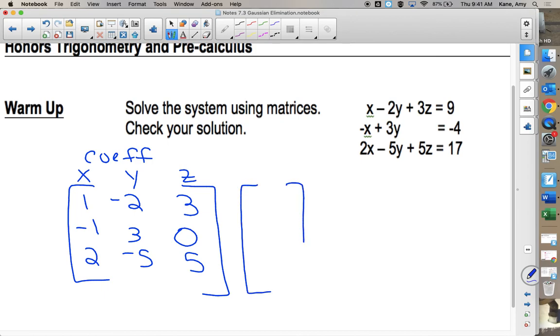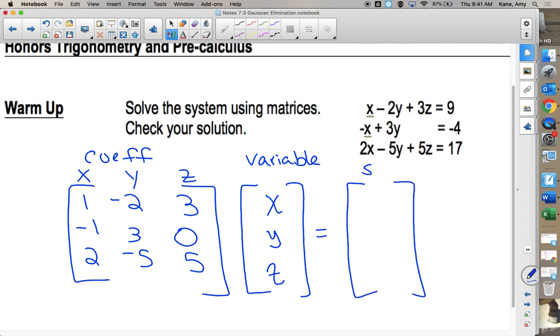Next to that is your solution set, your solution matrix. Actually, no, let's put the variables here. My fault. The variables we're solving for are x, y, and z. It's equal to the solutions on the other side, or our constant numbers on the other side. And those would be a 9, a -4, and a 17.